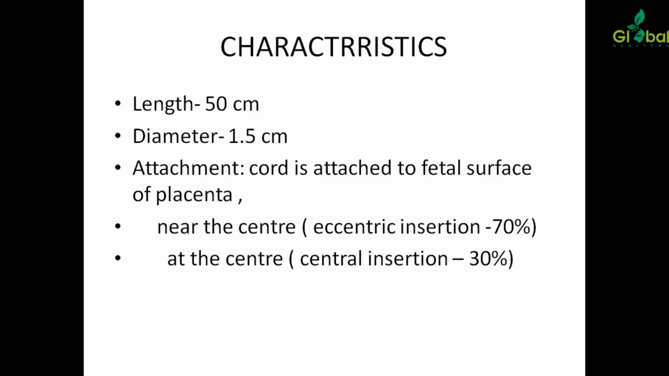And what about the characteristics of the umbilical cord? The length is 50 centimeters and the width is 1.5 centimeters. It is attached to the fetal surface of the placenta. Near the center is known as eccentric insertion, which is 70%. At the center is known as central insertion, that is 30%.